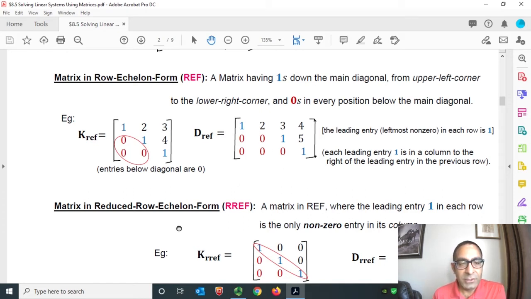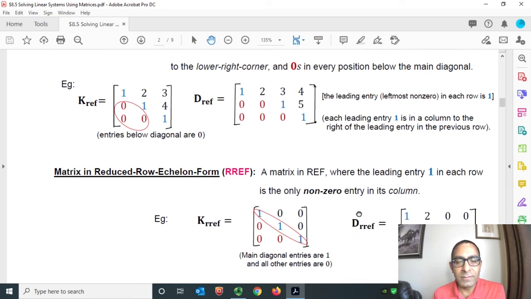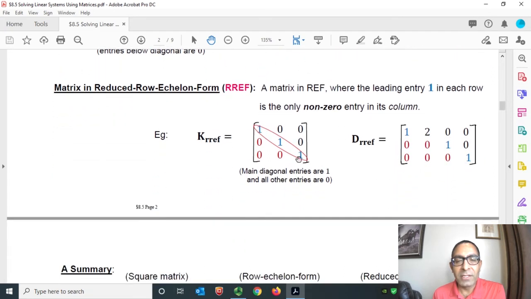Next, matrix in reduced row echelon form, or matrix in RREF. So, the matrix in row echelon form where the leading entry 1 in each row is the only non-zero entry in each column. That means if the main diagonal entries are 1 and all other entries are zeros, then this form of matrix is called a matrix in reduced row echelon form. So here matrix K and matrix D are in reduced row echelon form.